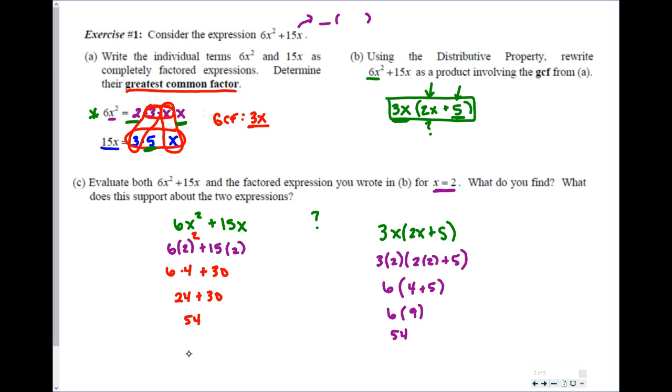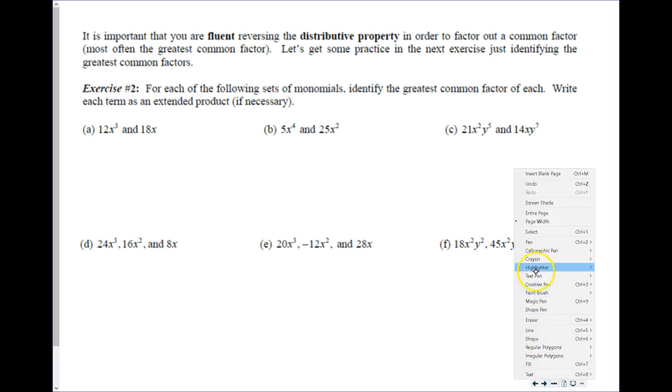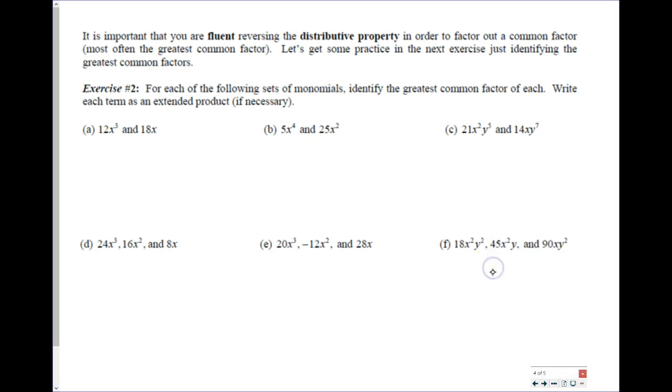So let's do some more practice with this idea. I'll do like A, E, and F or something, and you can try a few on your own. So, exercise 2. For each of the following sets of monomials, we're just going to find the GCF. When you get this, I'll show you both ways. One way I do it and one way you can do it. You're going to notice that one way takes a really long time.